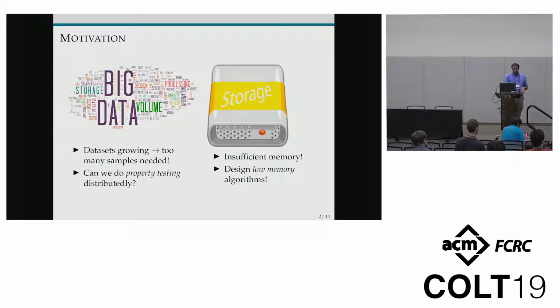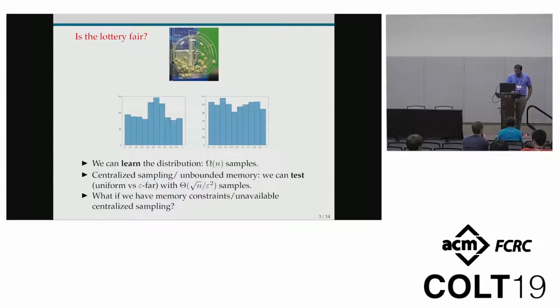We live in the era of big data, and it's becoming more and more important to be able to do computation in a distributed manner. The reason is that a single machine might have insufficient resources to handle certain computation tasks. One example of a problem we will be interested in is: suppose you have a probability distribution over a very large domain, and you'd like to determine whether it's uniform or not.